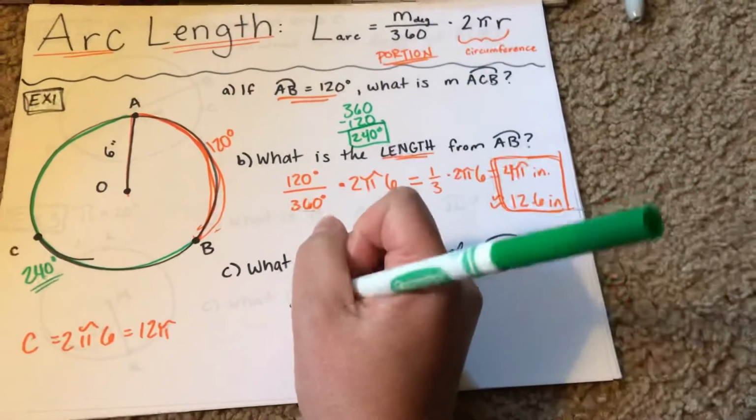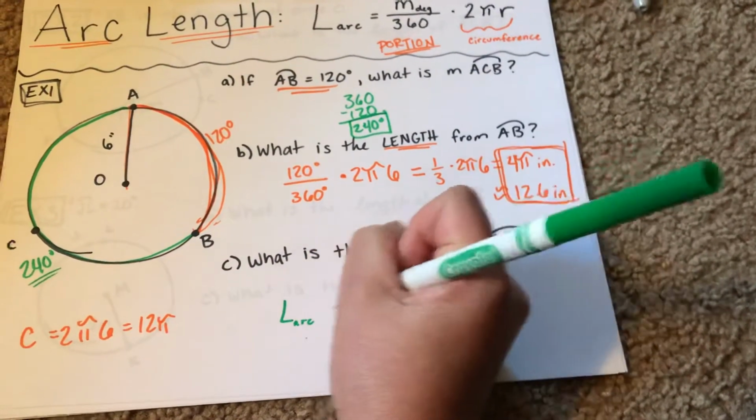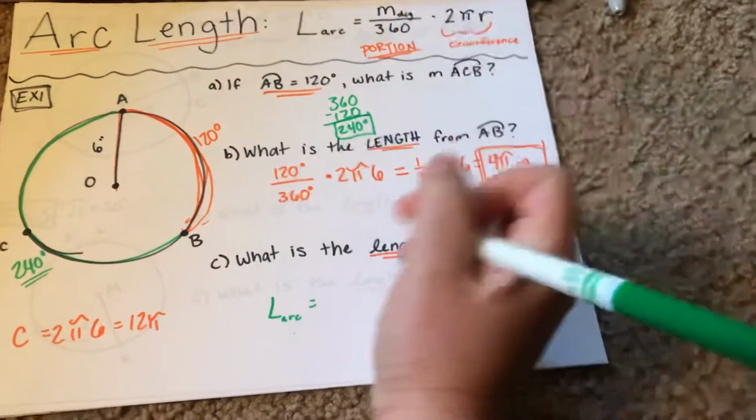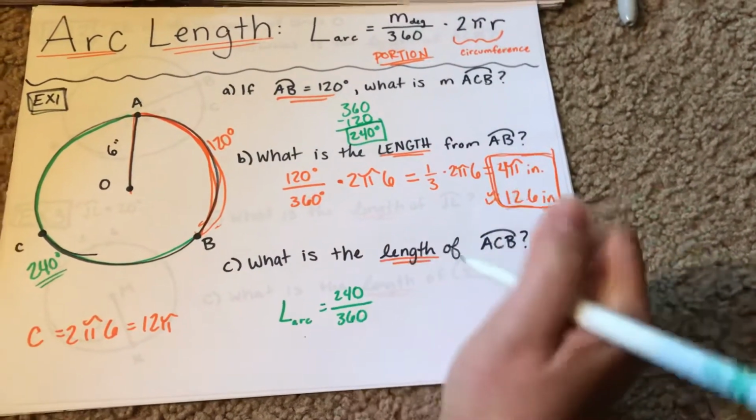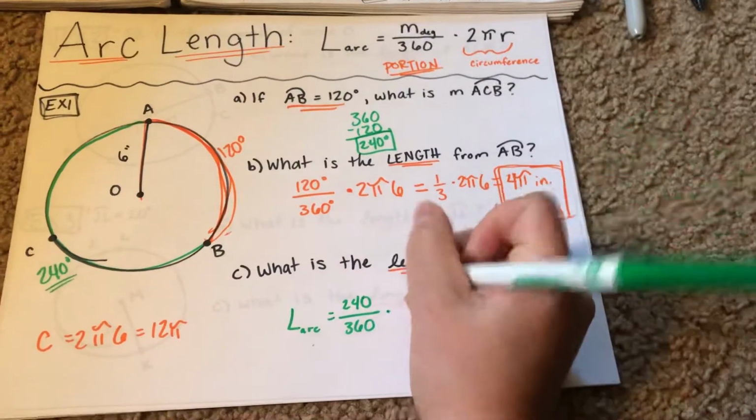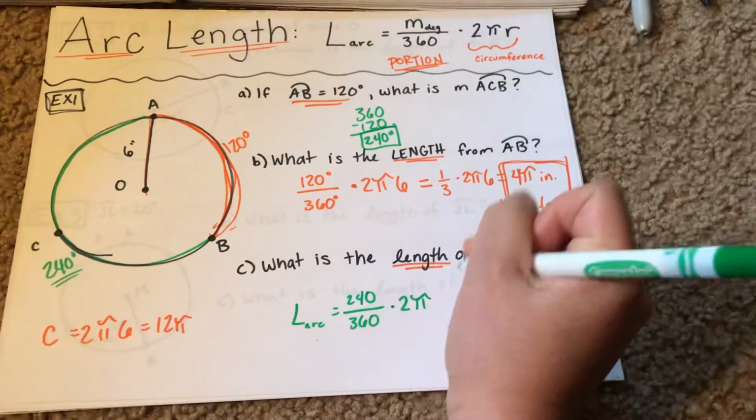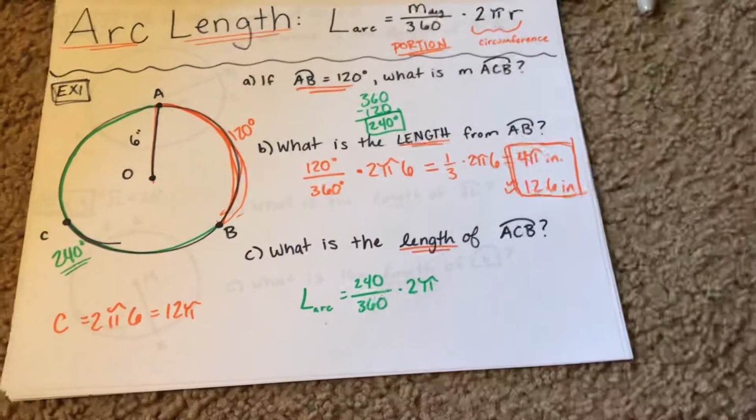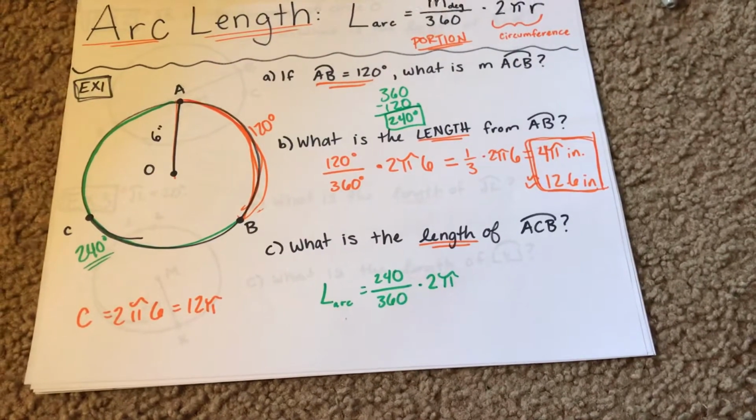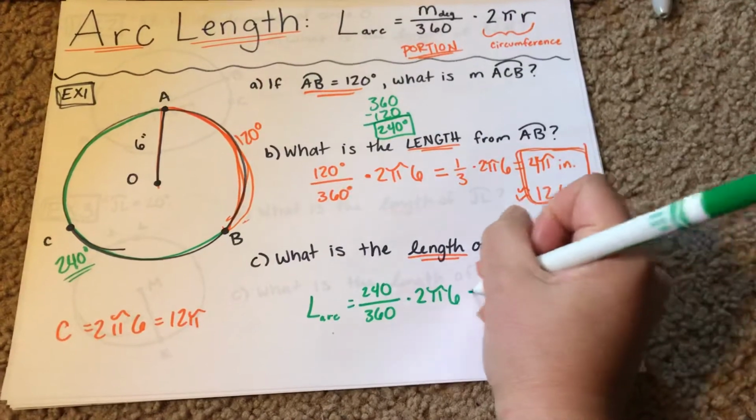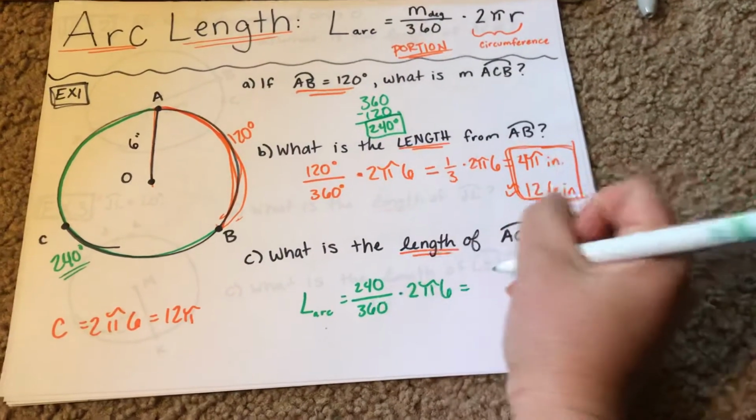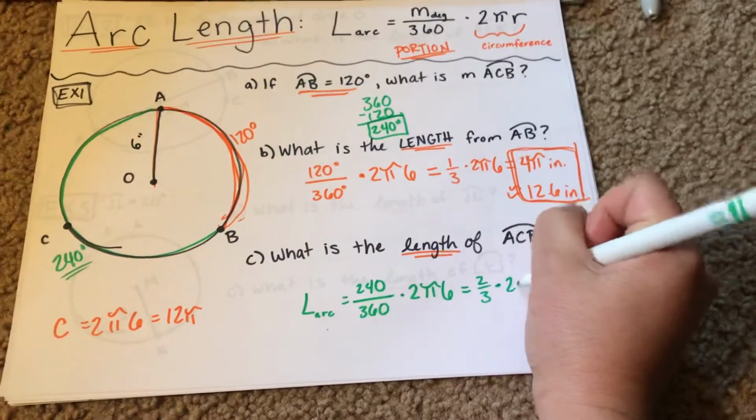Well, if we use our formula, we know the length of our arc is equal to the measure in degrees, 240, out of 360 total degrees it could have been, multiplied by our circumference, which is the same thing as our circumference in the last question. So 2 times pi times 6. In this case, it's 2/3 of 2 pi 6.